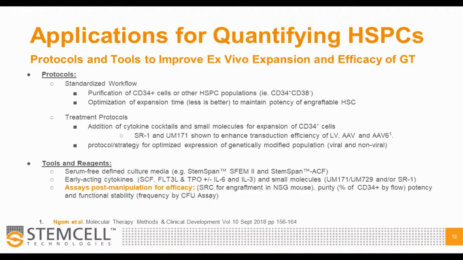As I mentioned, they really highlight, using the engraftment assay, the NSG mouse assay, that less is better when you're trying to maintain the potency of that engraftable hematopoietic stem cell. Included are, of course, optimizing your treatment protocols. What cytokines do you add? What is the cocktail you want to use? Are you going to add small molecules? How much expansion do you need?